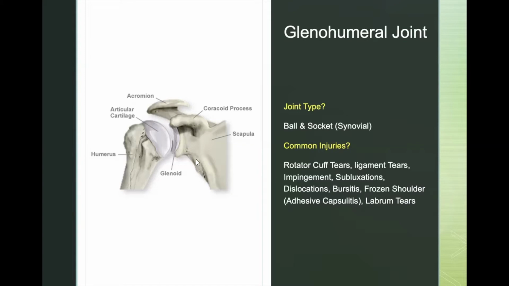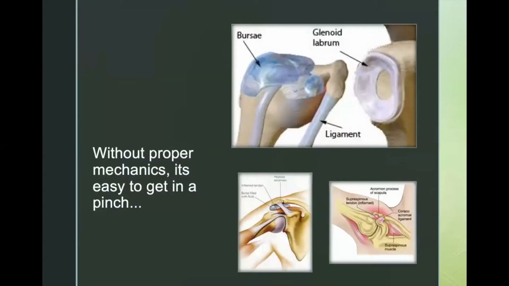And labrum tears, remember that lip that sticks out around the edge of the glenoid fossa to create a little bit of a deeper socket. So here's a picture of some of those structures. And we have the labrum over here, which again can get torn.